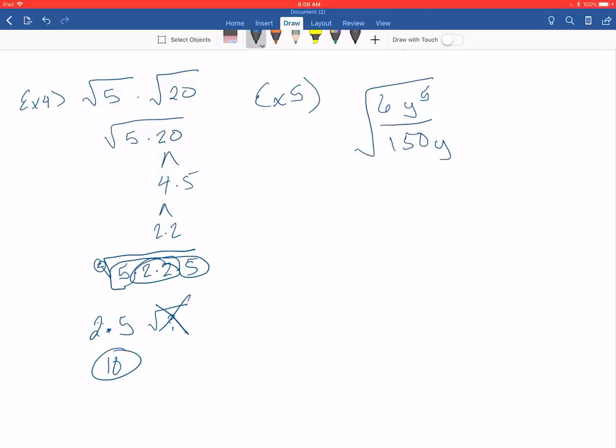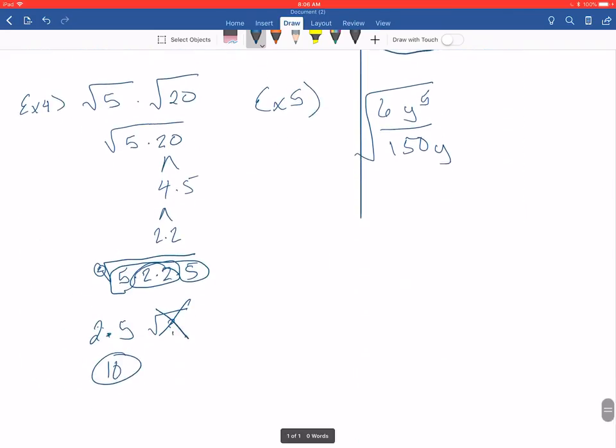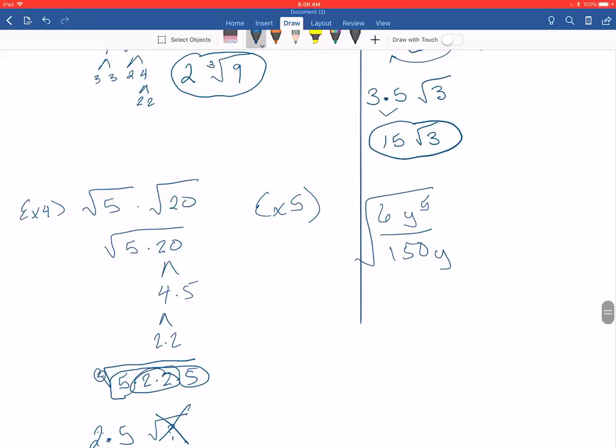So I could reduce the 6 and the 150. I'm sorry, I do not know why this is jumping back and forth so much. 6 over 150 reduces if you divide that out to 1 over 25. And the y's, I can cancel out one of the y's, leaving just a y to the 4th on the top.